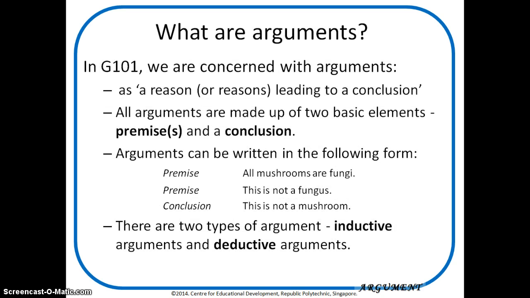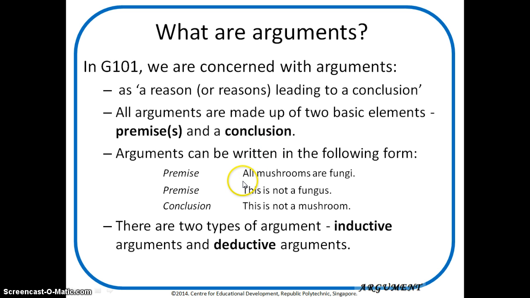Now, how are arguments made? Arguments are, to put it simply, usually made based on two basic elements. One are the premises. That means the facts, or maybe some statements that have been made. Those premises can be true or not. And then based on those premises, you have a conclusion.